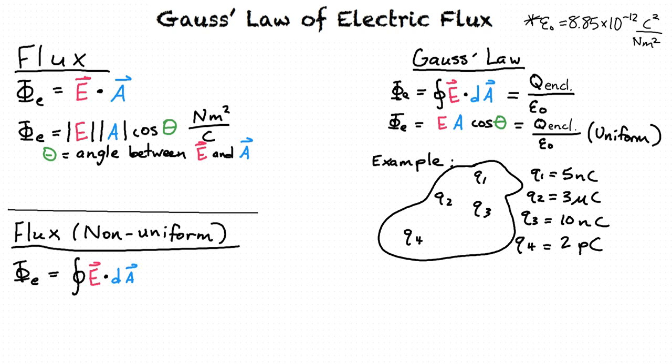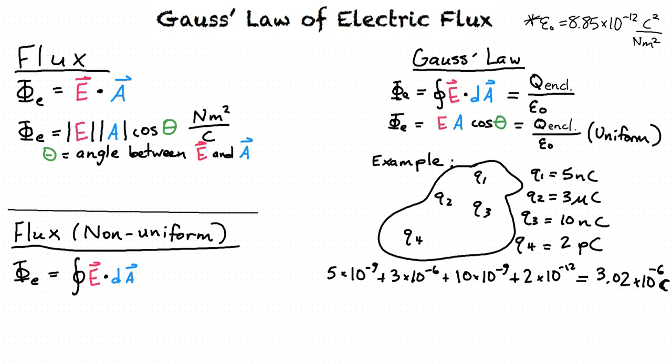We have to add all the charges together to find Q enclosed, and then we can divide that by the permittivity constant. Q1 converted to coulombs is 5 times 10 to the negative 9th, plus Q2 converted to coulombs is 3 times 10 to the negative 6th, plus Q3 converted to coulombs is 10 times 10 to the negative 9th, plus Q4 converted to coulombs is 2 times 10 to the negative 12th. After adding all these together, we find that Q enclosed equals 3.02 times 10 to the negative 6 coulombs.